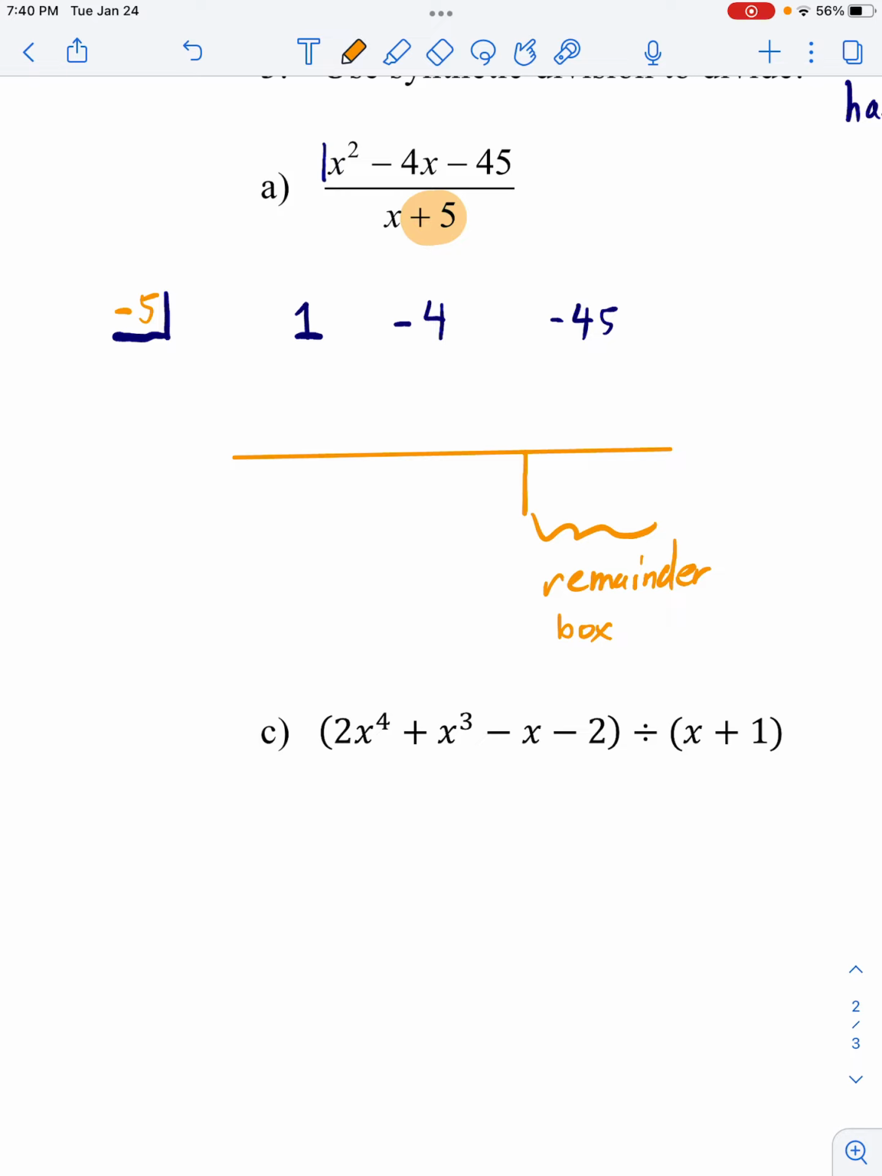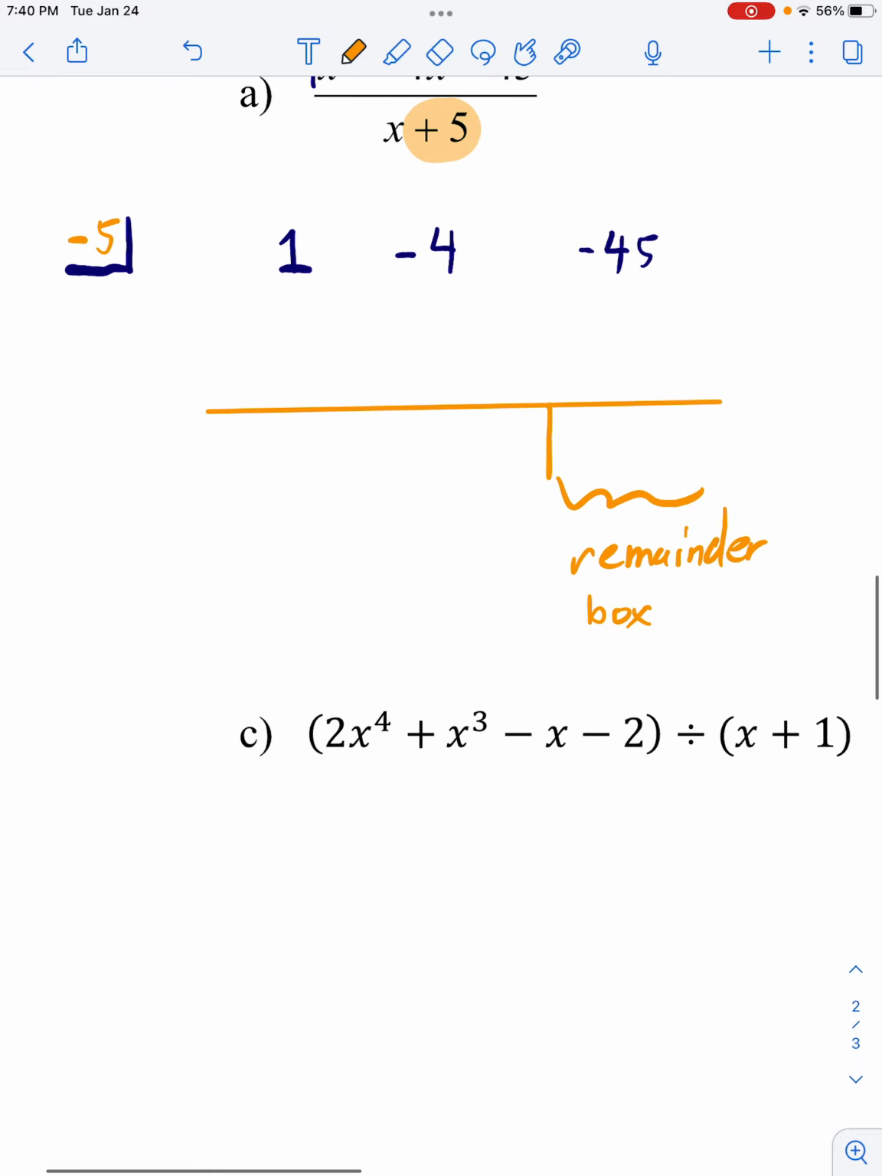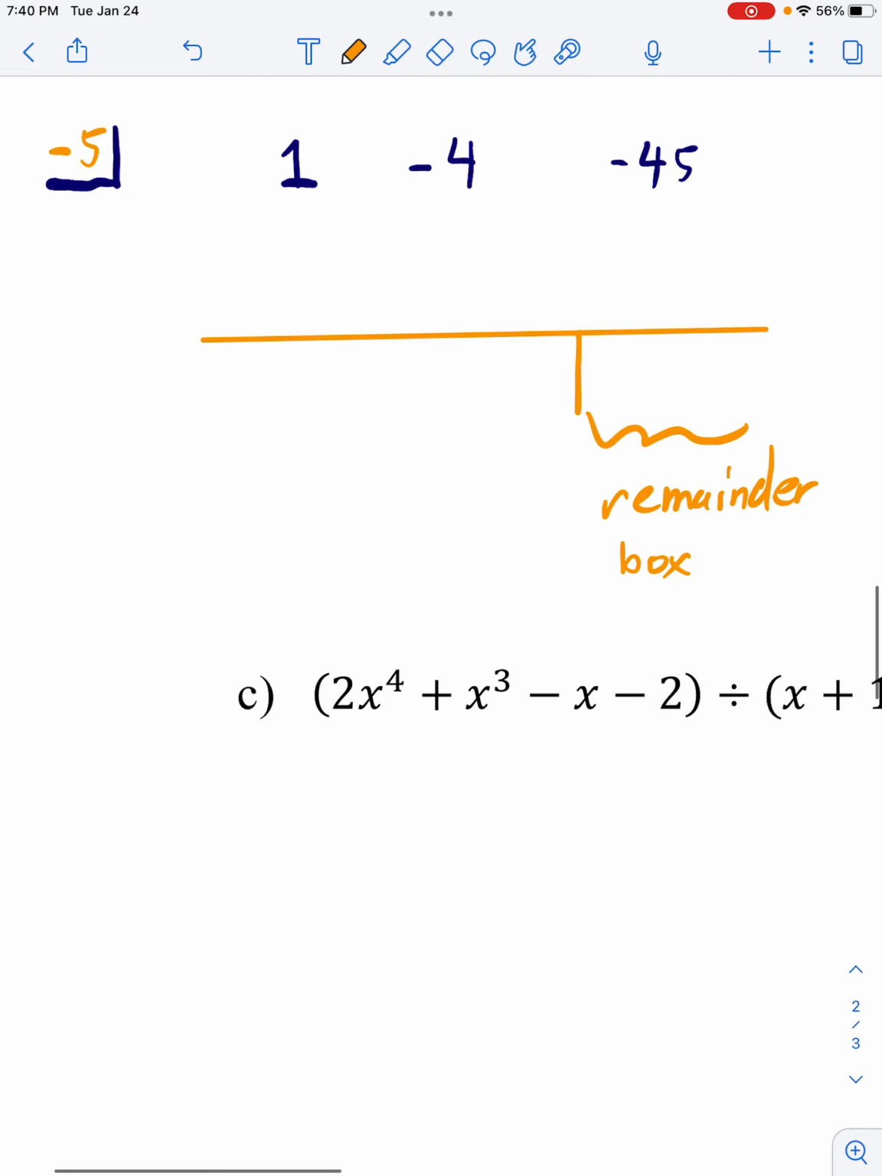Okay? Here's how this algorithm works. It's very simple once you get the hang of it. We're going to take this 1, we draw a little arrow, we just copy the 1 down right here. When a number appears down here in the bottom, we multiply it by -5 and write that result underneath the next number. So -5 times 1 equals -5.